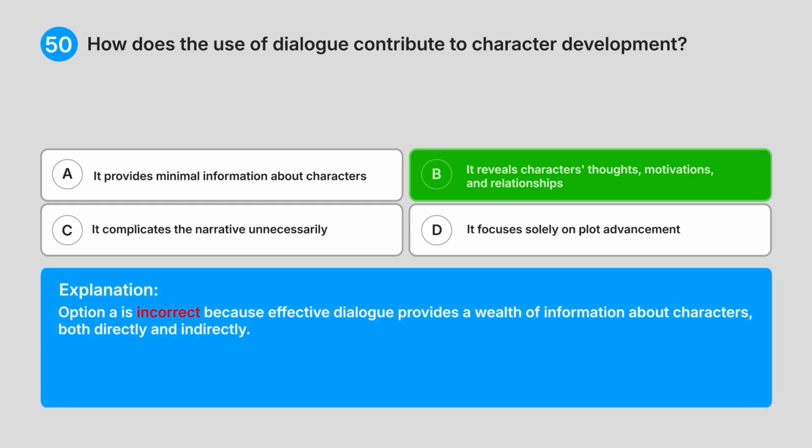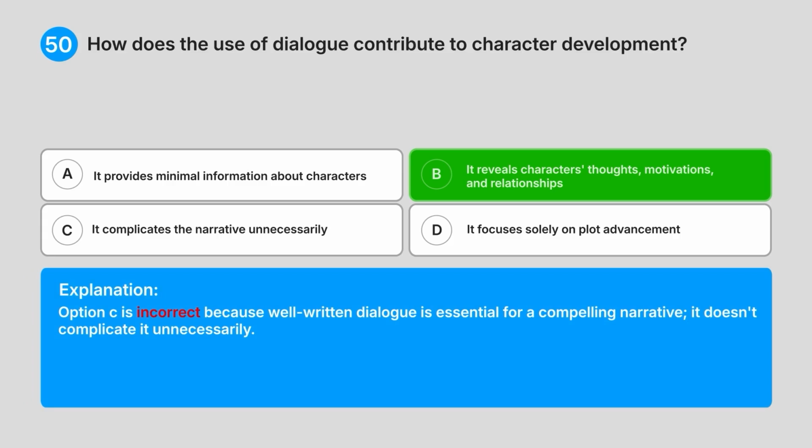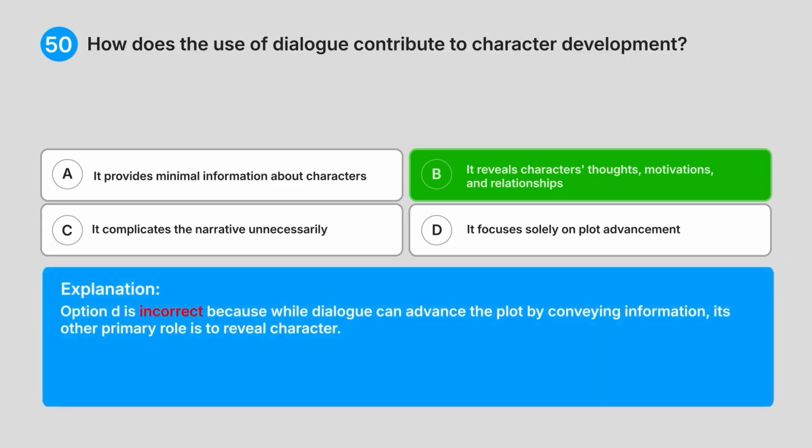Option A is incorrect because effective dialogue provides a wealth of information about characters both directly and indirectly. Option C is incorrect because well-written dialogue is essential for a compelling narrative. It doesn't complicate it unnecessarily. Option D is incorrect because while dialogue can advance the plot by conveying information, its other primary role is to reveal character.